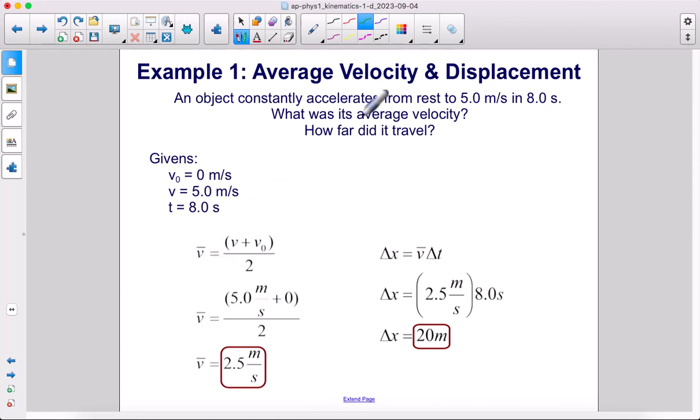So first, we're going to find our average velocity. We're just going to average the velocities, initial and final. And we get that our average velocity is 2.5 meters per second. Finally, we're going to plug it into this equation, figure out how far we traveled. So our average velocity was 2.5. Our time span was 8 seconds, therefore we traveled 20 meters.